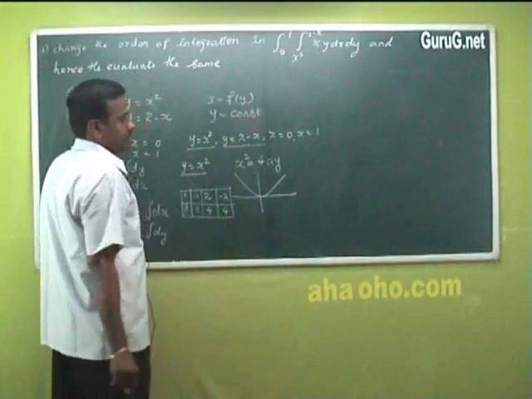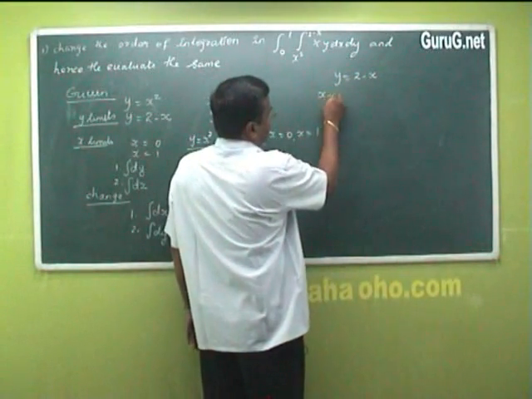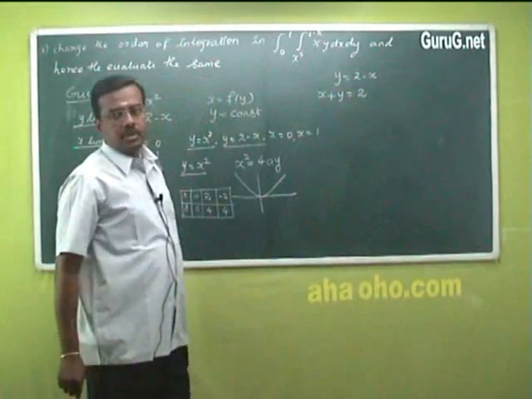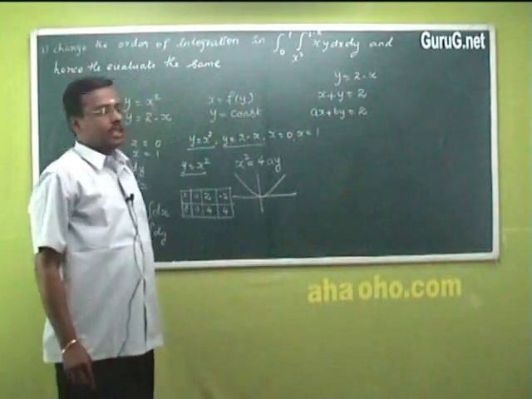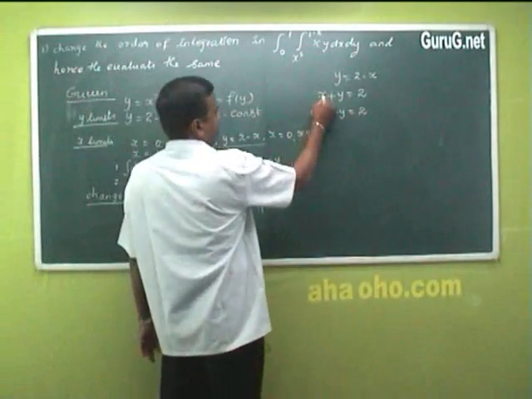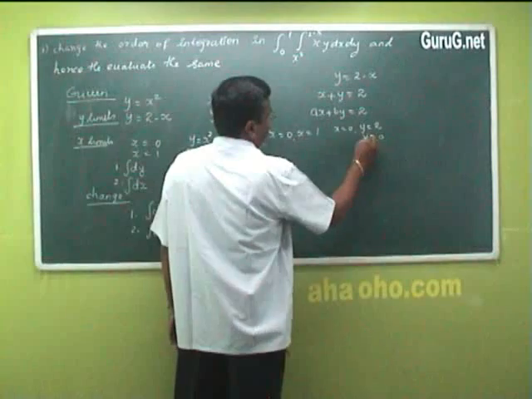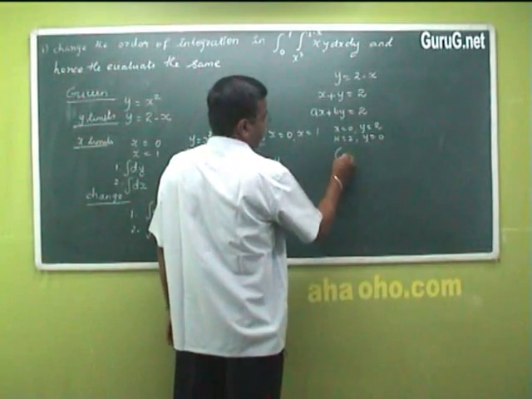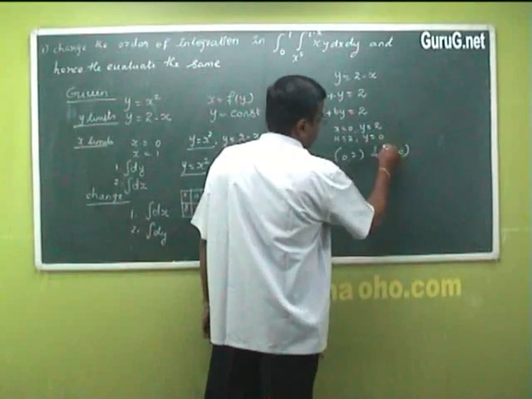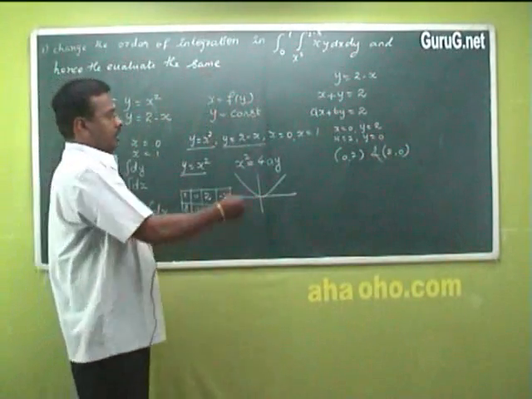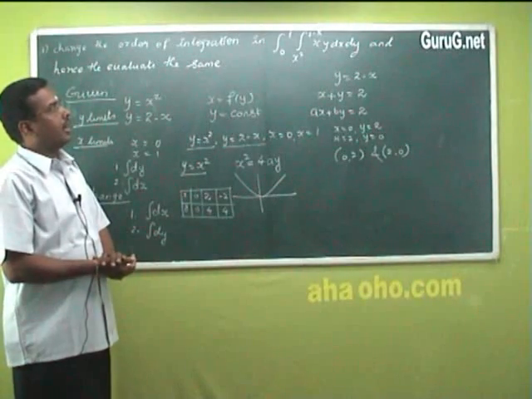Now the second one is y equal to 2 minus x. What is y equal to 2 minus x? When you bring x to the left hand side, x plus y equal to 2. This is of the form ax plus by equal to 2. This is nothing but a straight line. Let us draw the straight line. By putting x equal to 0, we get y equal to 2. When you put y equal to 0, x equal to 2. Therefore, this is a straight line which passes through 0, 2 and 2, 0. We know the lines x equal to 0 and x equal to 1. Now we are ready to draw all the 4 curves or lines.